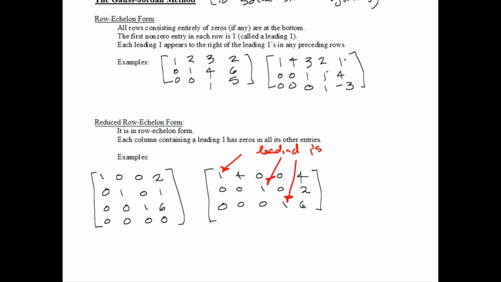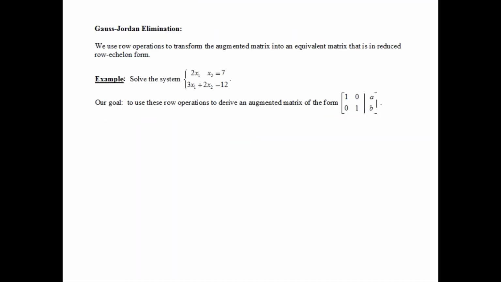When we were in row echelon form rather than reduced row echelon form, where are our leading ones? Here, here, and here. Here the leading ones have to have zeros below them, but not above. Now let's talk about Gauss-Jordan elimination. What we're going to do is use row operations to transform an augmented matrix into an equivalent matrix that's in reduced row echelon form. When we did Gaussian elimination with back substitution, we put it in row echelon form. Now we want it in reduced row echelon form.